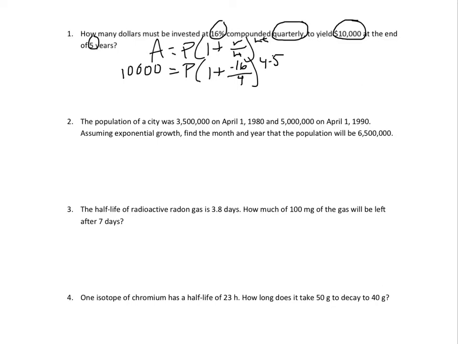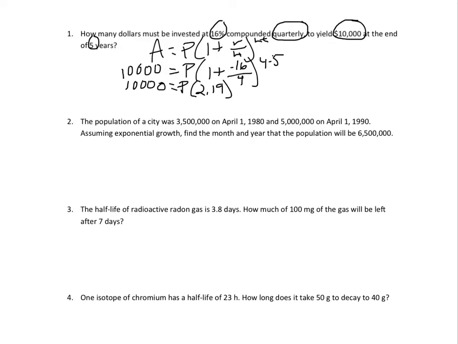We've got 10,000 equals P times 1 plus 0.16 divided by 4. You probably need to use a calculator for this. So you get 1.04. I'm going to raise that to the 20th power, since 4 times 5 is 20. And you get 2.19. So you can just divide that.